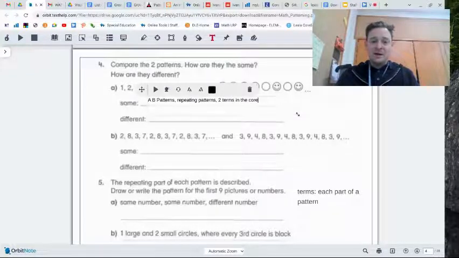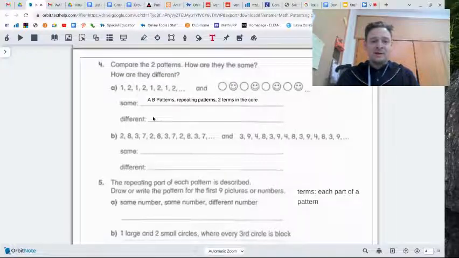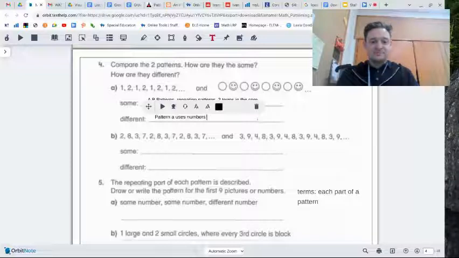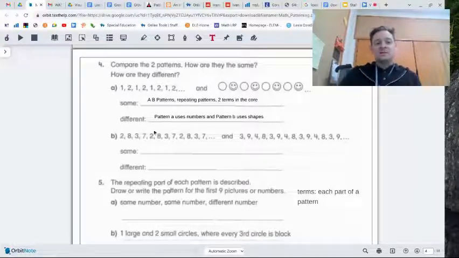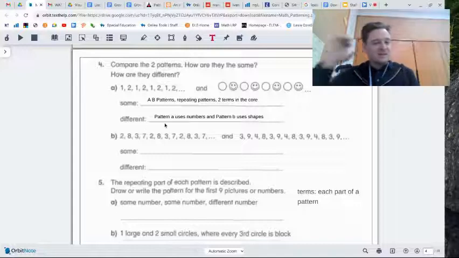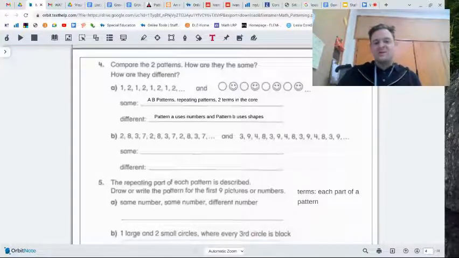So I put 3 things down, but I'm only asking you to put down one thing for how they're the same and one thing for how they're different. So how are they different? Well, I can say pattern A uses numbers and pattern B uses shapes. And if I want to be really fancy, I could say as their attributes, because the attribute is the part of the pattern that changes. So that's another key word that we will be kind of investigating.